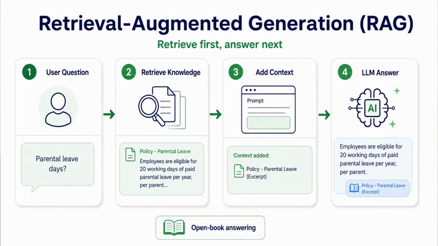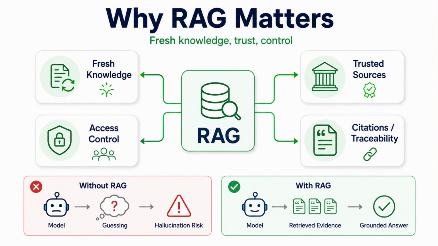So a basic RAG flow works like this. The user asks a question, the system searches the relevant content, the best matching chunks are added to the prompt, and then the model generates an answer using the context. If the application is designed properly, the answer can also include citations, so the user can see where the information came from. And this is one of the main reasons RAG is so important in enterprise AI.